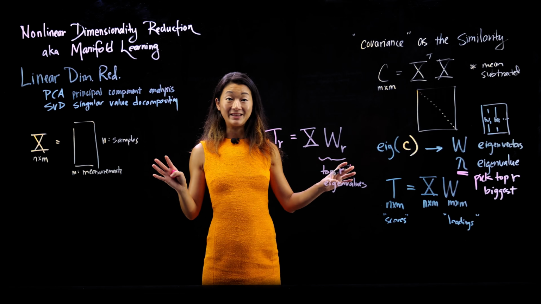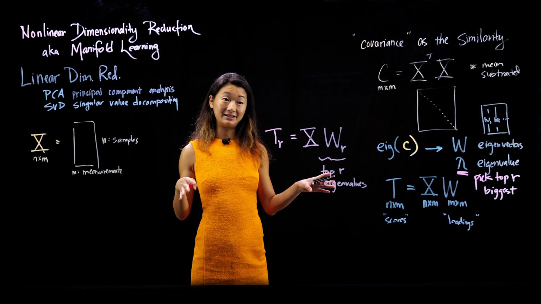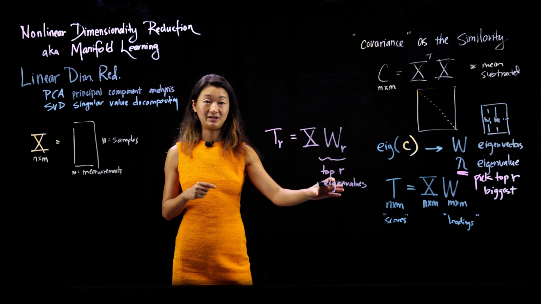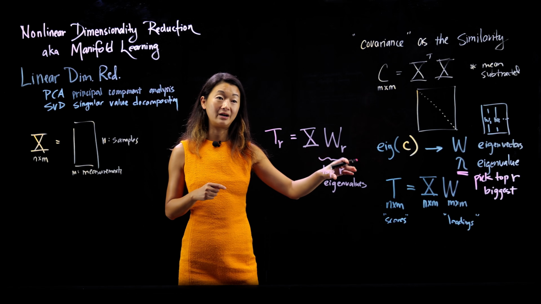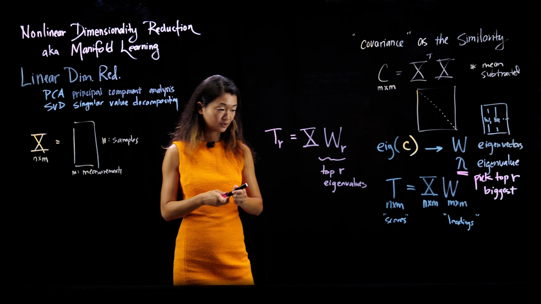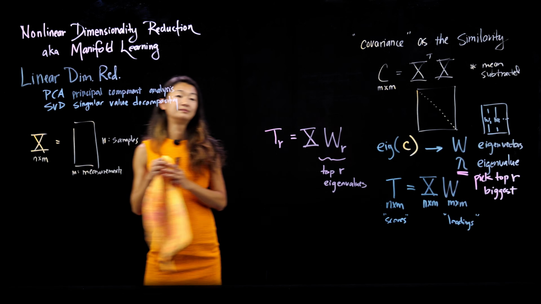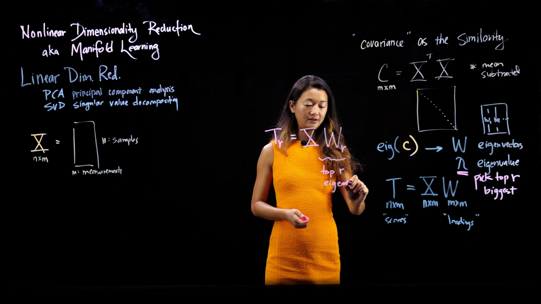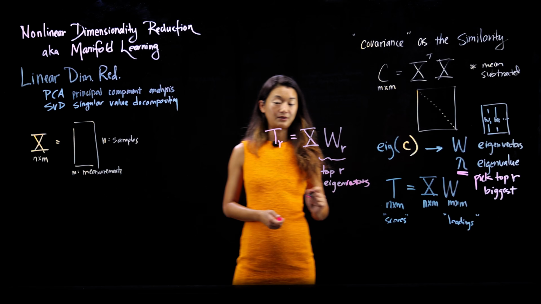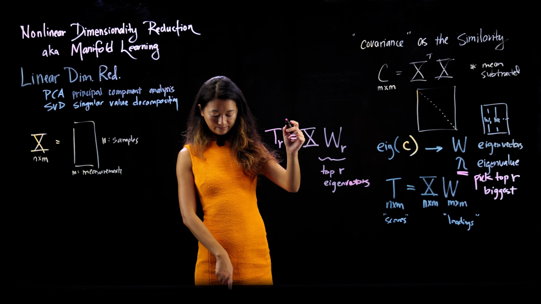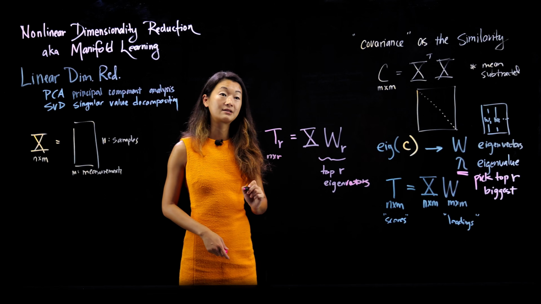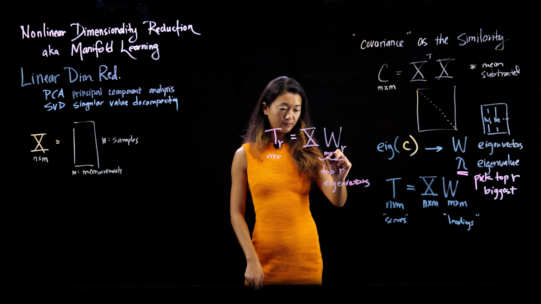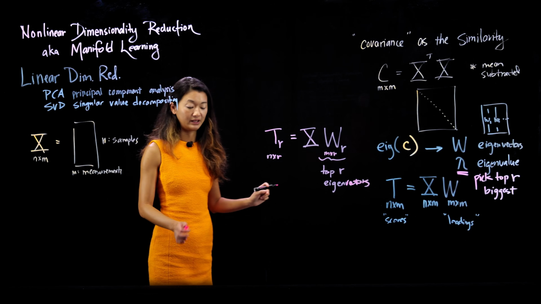You are guaranteed, in the sense of maximizing covariance and variance explained, that if you picked the top R eigenvectors here, you're guaranteed to have the best possible representation by picking the top R vectors. Did I say this wrong? This is eigenvectors, not eigenvalues. Okay. So top R eigenvectors here. Right. Okay. So then we end up with T being an M by R matrix, and this W being an M by R matrix, which could be quite a bit smaller than the original data set.